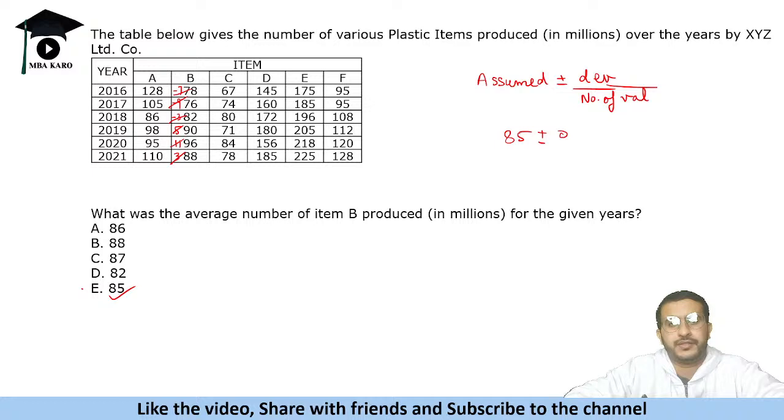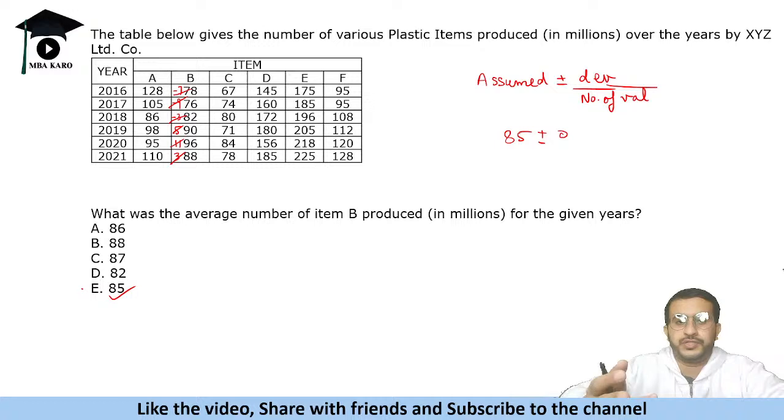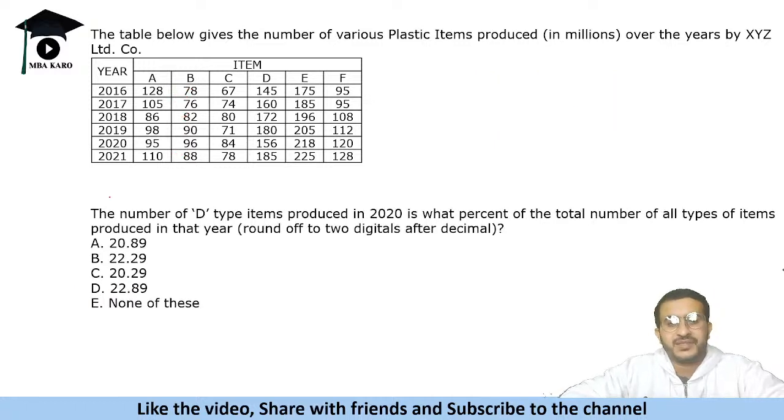So you can do it very fast without calculating the actual average. I did not add these numbers, I added these small numbers. And this becomes even more effective when you have larger numbers. 3 digit के numbers होंगे तो और effective होगा. या तो 2 digit थे, 3 digit में और effectively calculate हो सकता है. The number of D-type items produced in 2020 is what percentage of the total number of all types of items produced in that year? Rounded off to two digits after decimal.